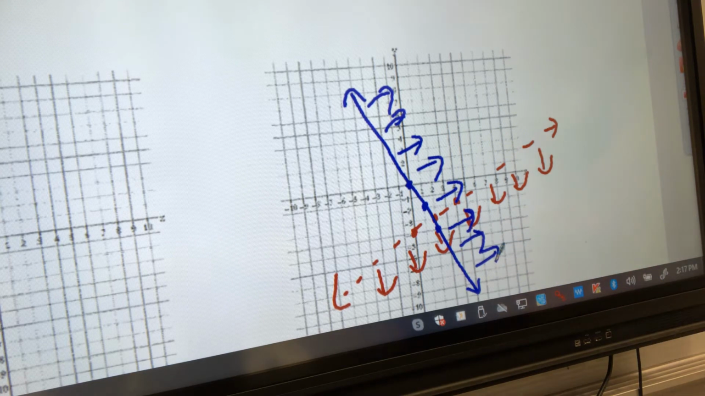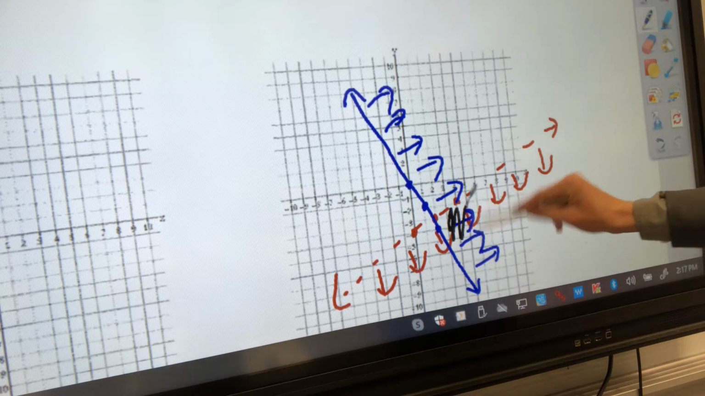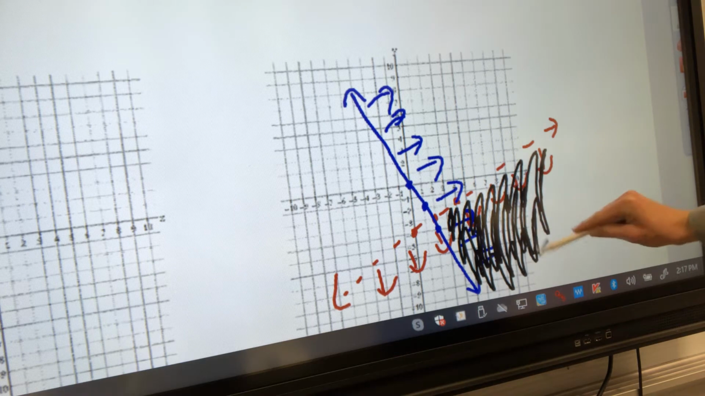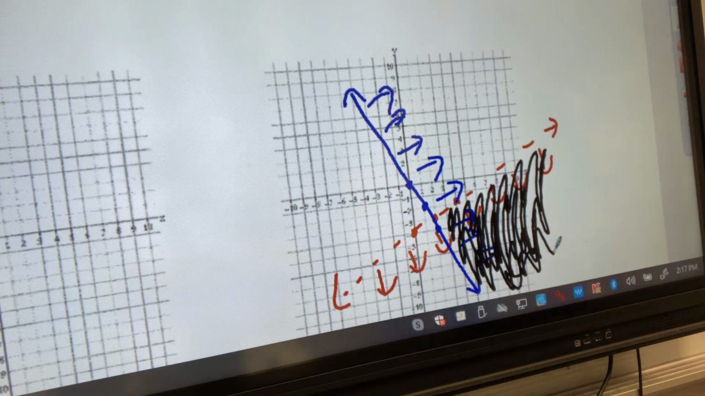All right, where the shading overlaps is my final answer. Okay, that region of feasible solutions where the shading overlaps. All right, so that's number 2 there.